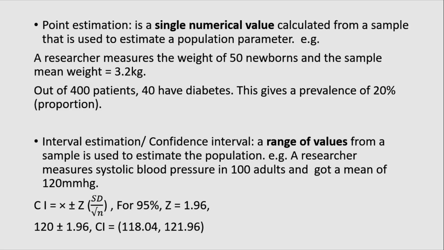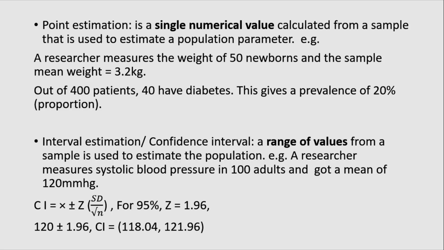Then we have interval estimation, or using the confidence interval. So in interval estimation, you use a range of values to make your inference. For example, you measure the systolic blood pressure of about 100 adults, and you had a mean of 120 millimeters of mercury for the systolic blood pressure. Then using this value, for every confidence interval, there is a corresponding z number to calculate the ideal confidence interval. So for example, you have a 95% confidence interval. Using z as 1.96, then you calculate and you get 120 millimeters of mercury, which is your mean, plus or minus 1.96 millimeters of mercury.